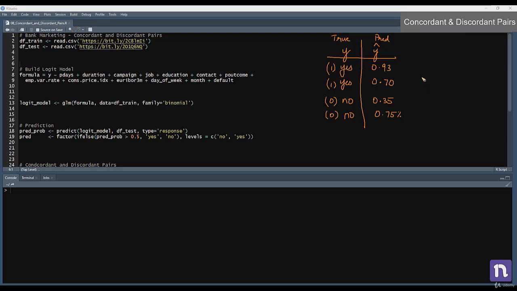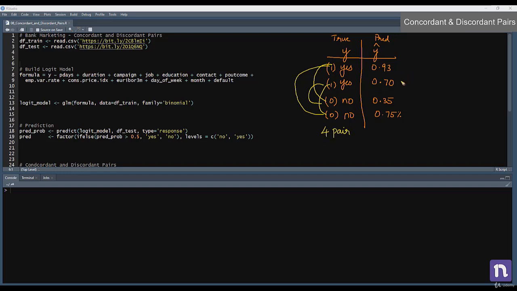When we use the word pair, we are referring to a case where we have a true yes and a true no. Or this could also be a pair, this could also be a pair, and this could also be a pair. All these are pairs. We have four possible pairs in this case.